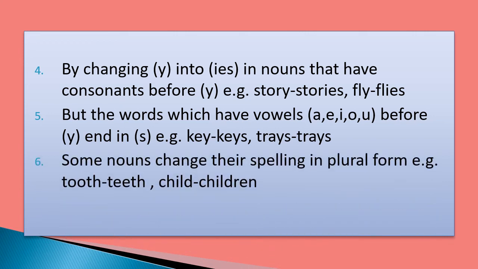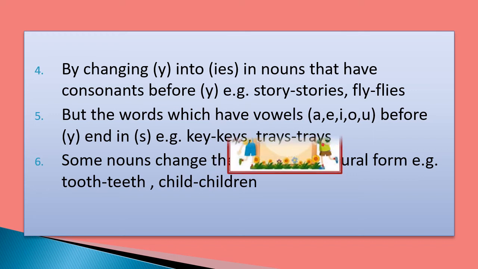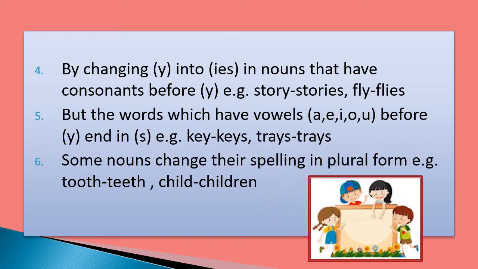Now coming to the last point, some nouns, they have a total change of spellings in their plural form. For example, tooth, teeth, child, children, man, men. So in these nouns we don't add s, es or ves or ies. We simply change the spellings. The whole word is changed. These were the rules which we have to follow when we are changing the singular form of a noun to its plural form. You must remember them properly.